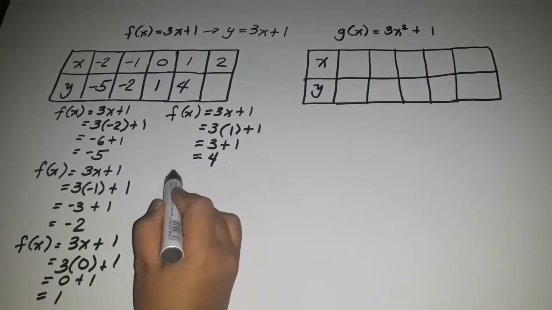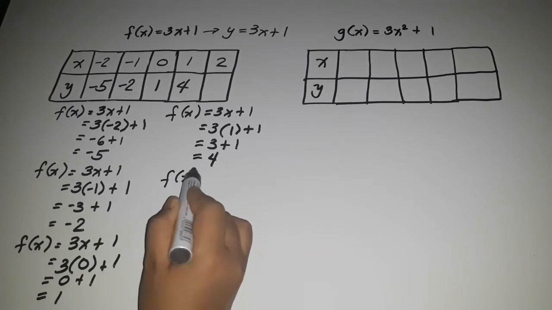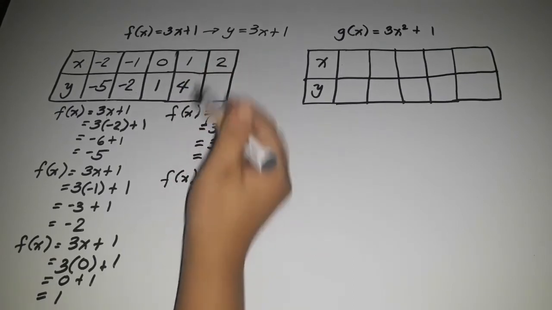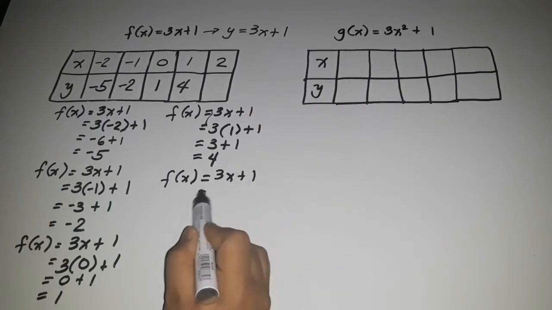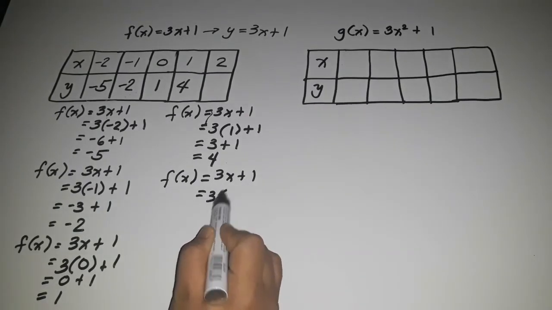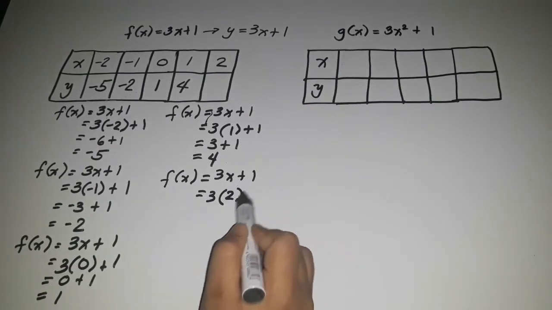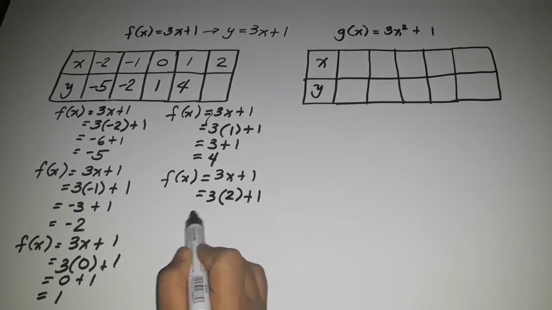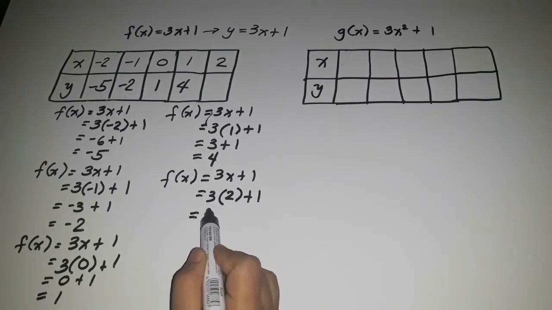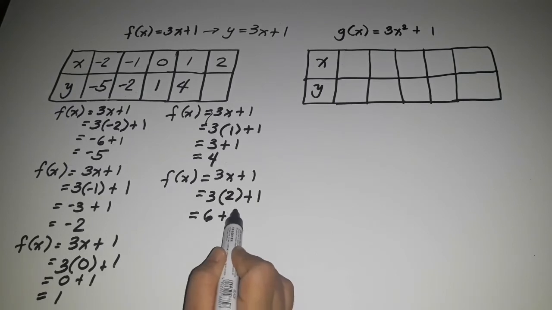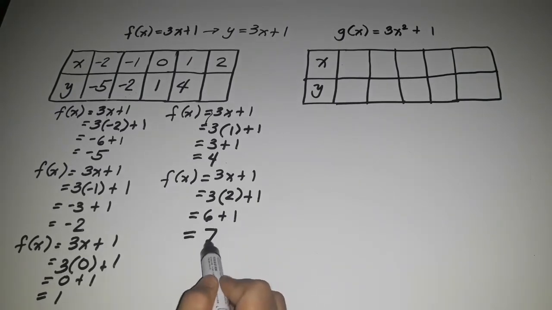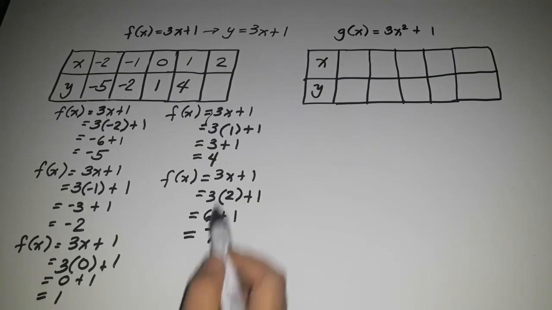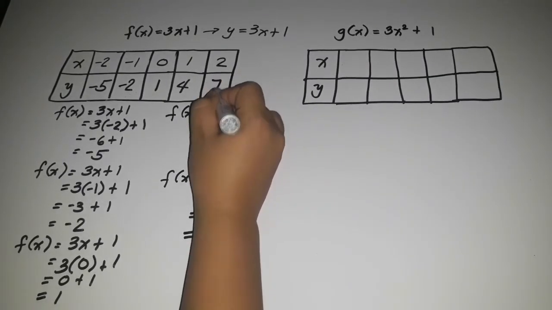Next, find the value of y when x is 2. We have 3x plus 1 equals 3 times 2 plus 1 equals 3 times 2 is 6 plus 1 equals 6 plus 1 is 7. Therefore, the value of y is 7.